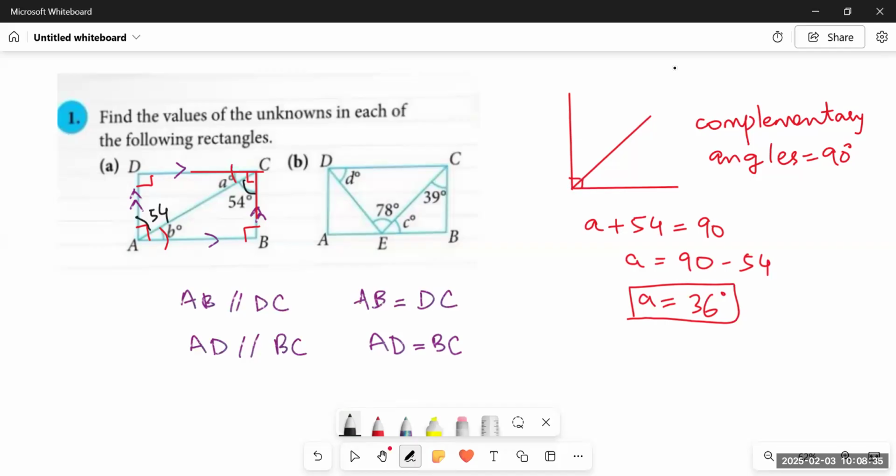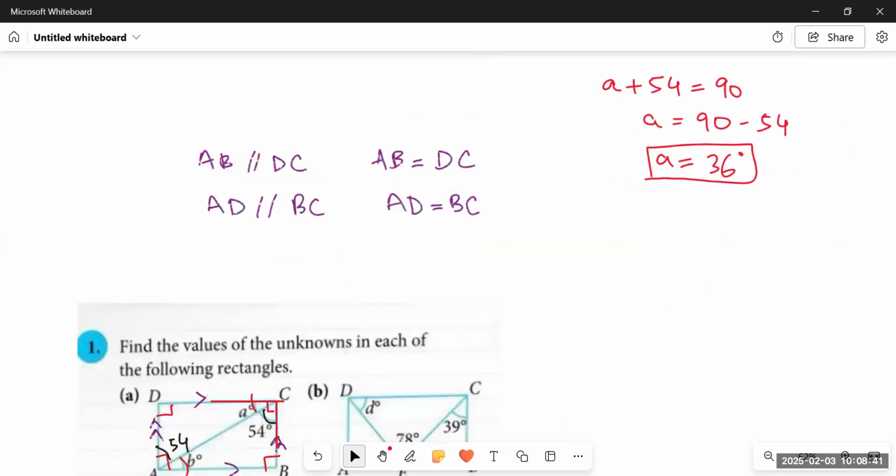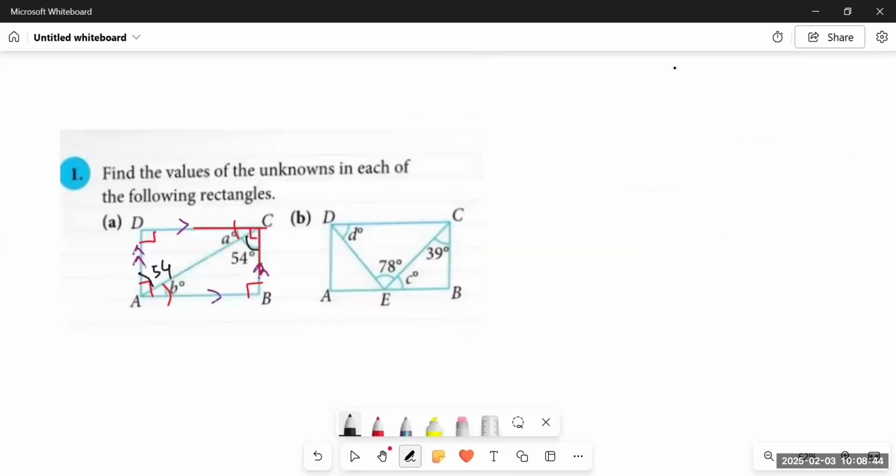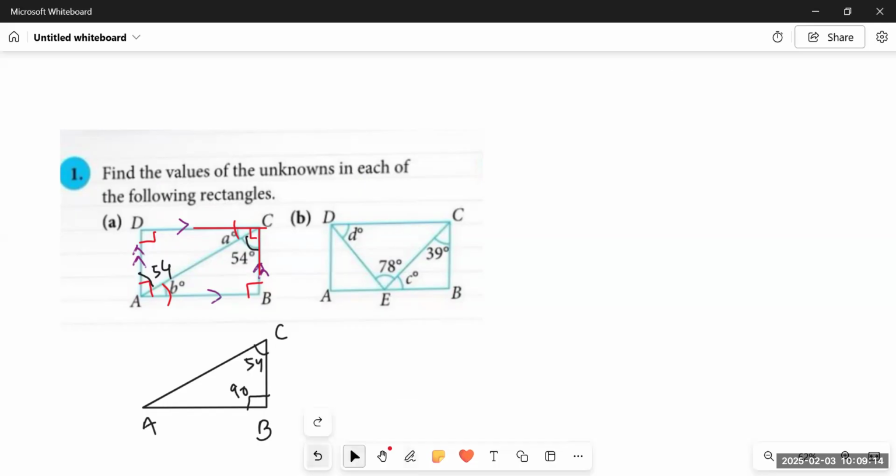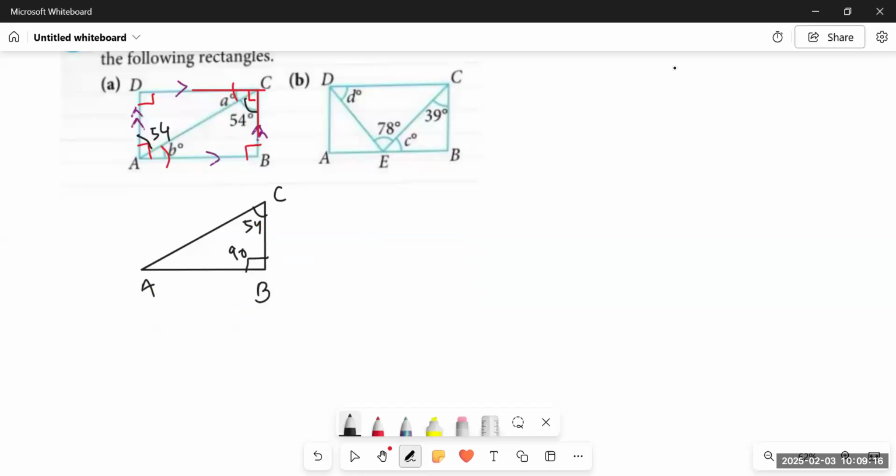And if you find this property difficult, you can solve it another way. Like you can see that we have a triangle forming over here, ABC, right? It's a triangle. And in this triangle, we can clearly see that at point B, we have a right angle. This is a 90-degree angle. At this point, we have 54 degrees. And we know a property of triangles that the sum of the three angles in a triangle equals 180 degrees.